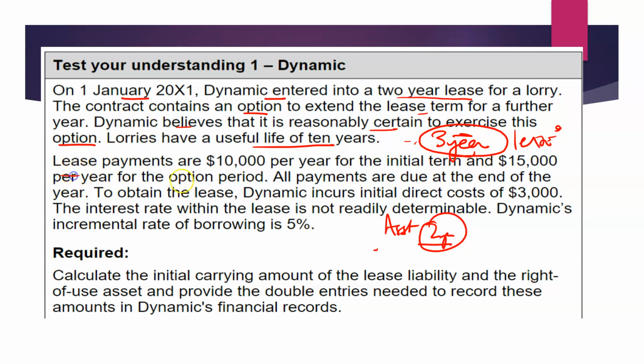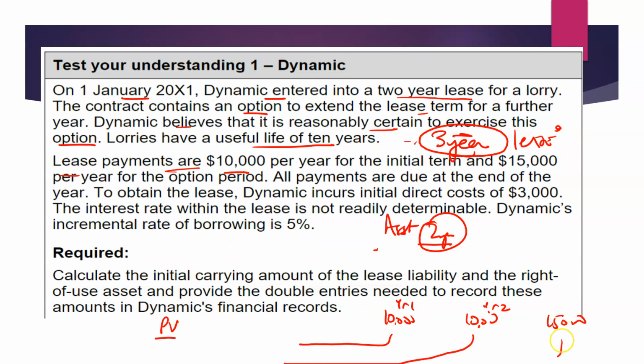It says the lease payments are 10 grand every year. So I have 10,000 in the first year, year 1, I have 10,000 in year 2, and I have 15,000 for that final option period. And like I said here, the lease liability must be equal to the present value. So you can see what I'm doing here. I'm basically finding the present value of this, this, and this.